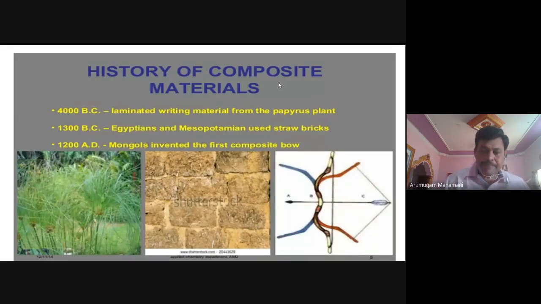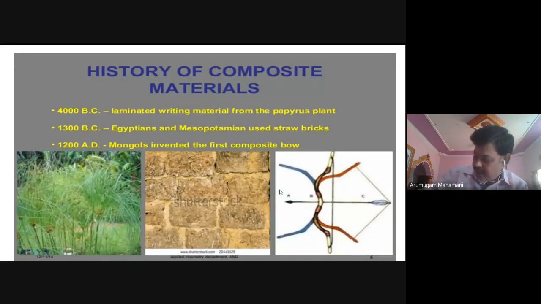Right, I go to the history of composite material. Composite material came in the late 80s, and in India in the late 90s. Many scientists from IITs and NITs started their research work. But this research was previously available in 400 BC.